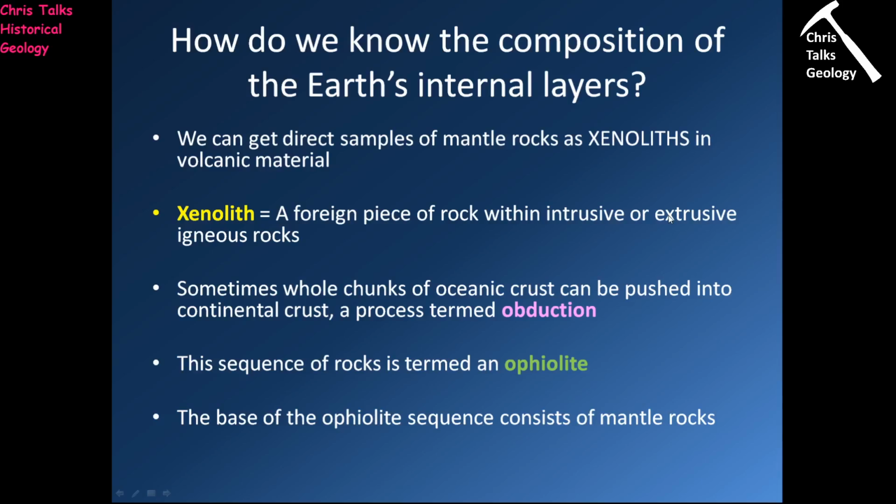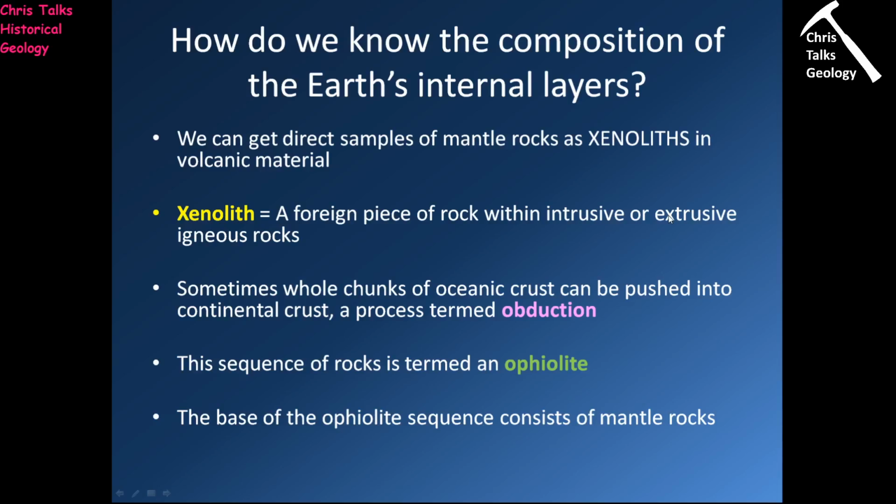Sometimes as magma moves from the mantle up into the crust, it will sweep up pieces of mantle rock with the magma as it goes. And sometimes these pieces of mantle rock will make it all the way to the surface. They'll be erupted out through a volcano and we'll be able to come along later and find them.